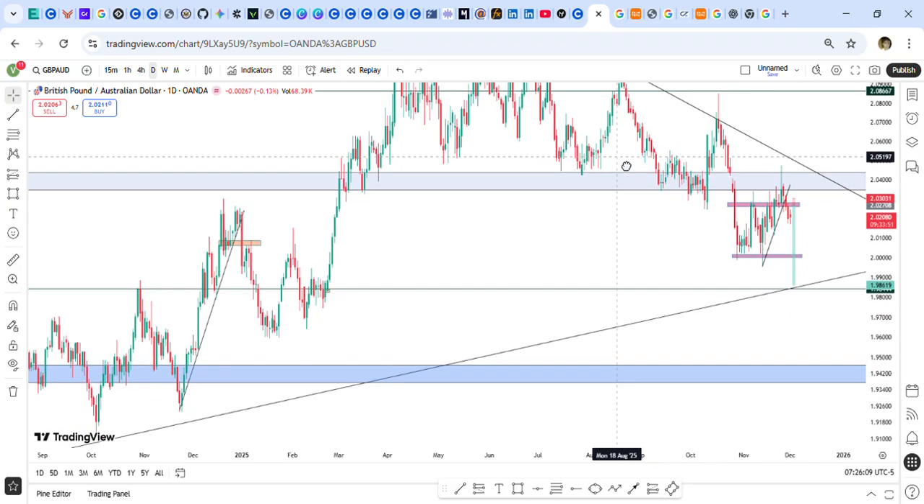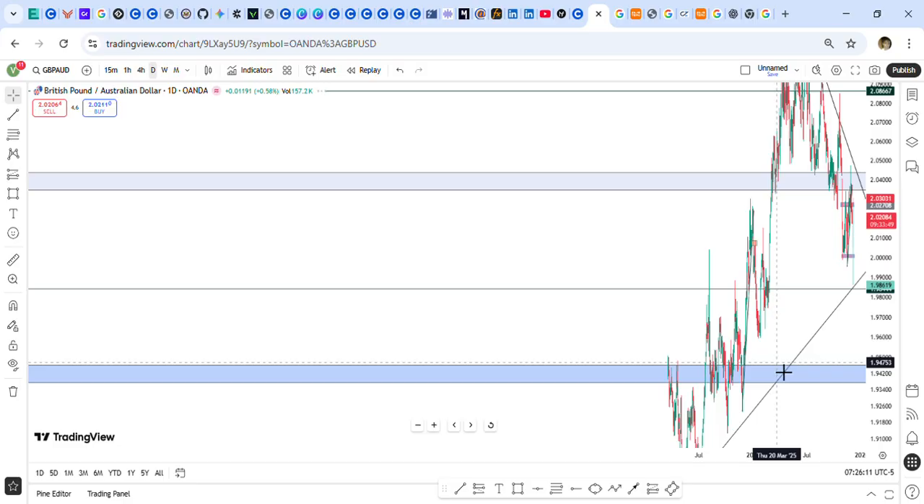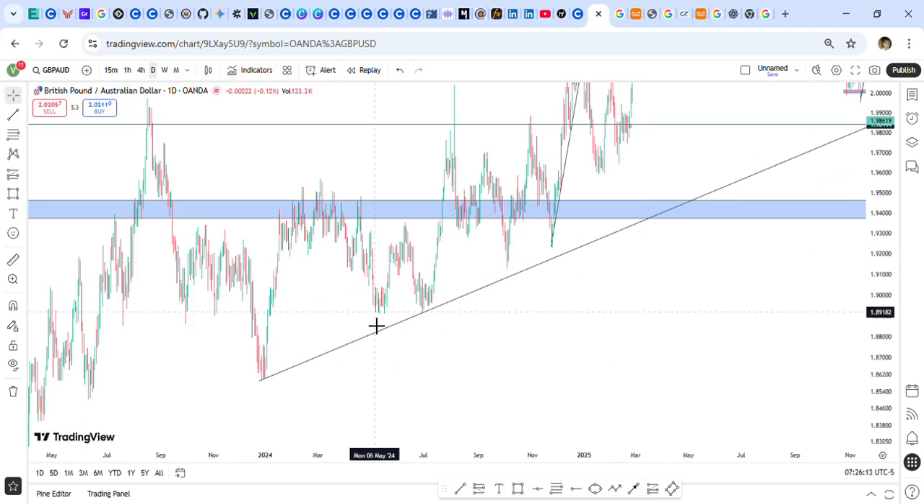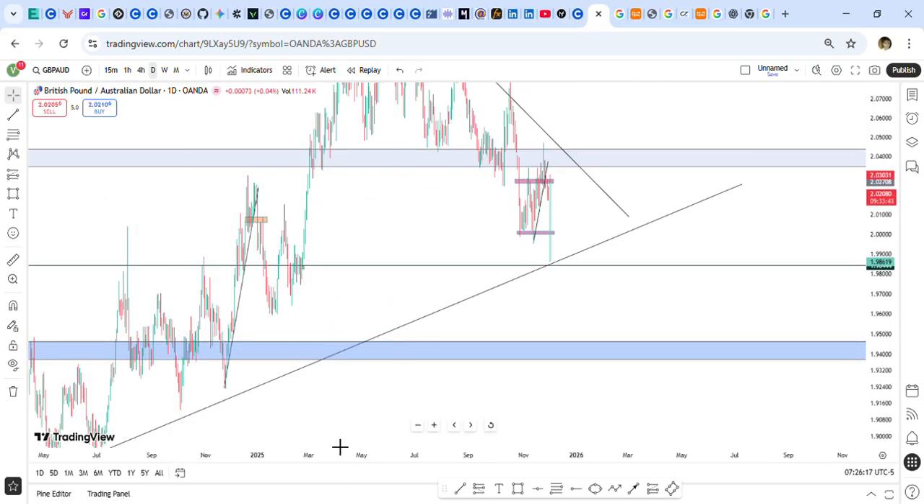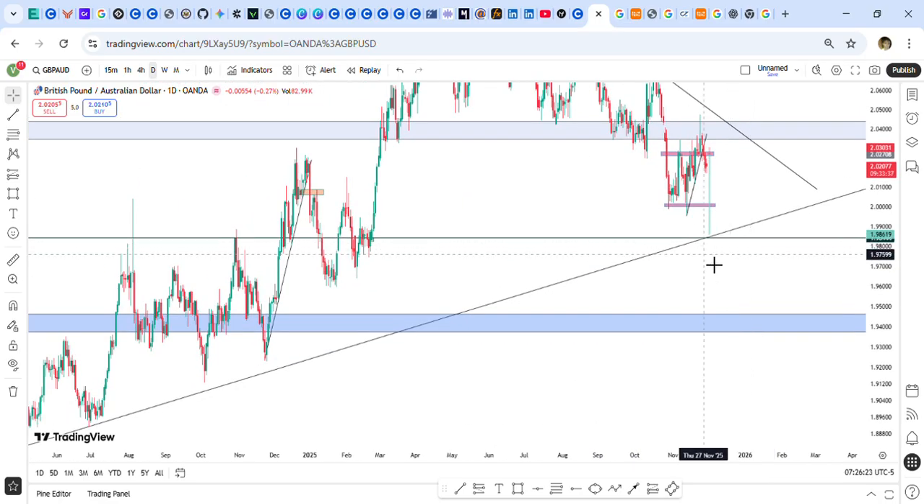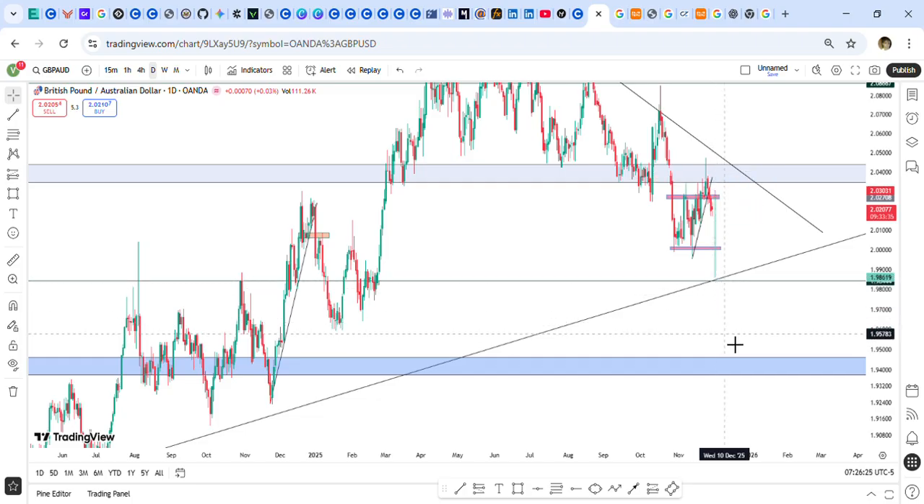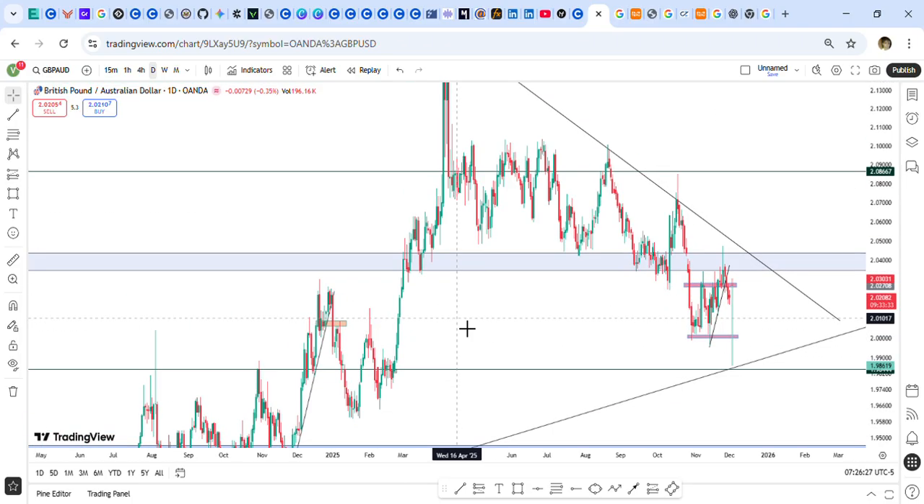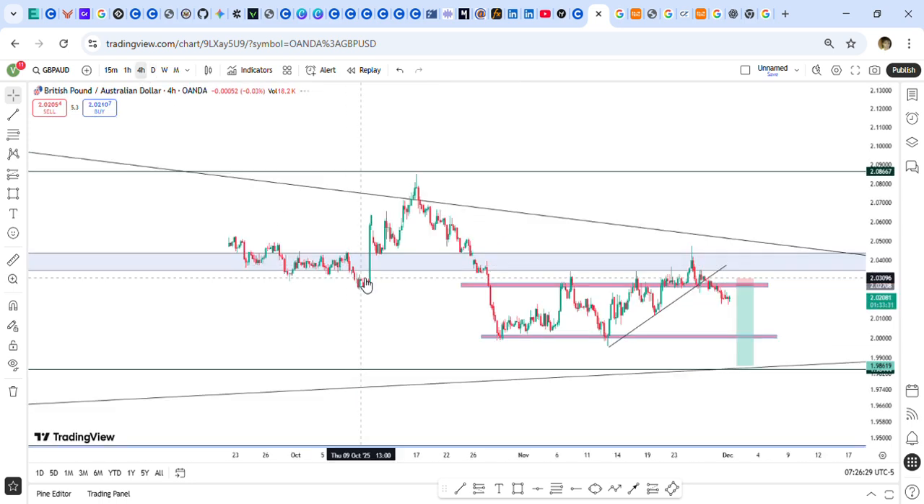Why did I say so? If you look at the trend line, it has a first touch, a second touch, and the market is stopping at this zone and the trend line. So the trend line and the zone will most likely prevent the market from moving further to the downside. And the market structure for the daily is weak, it is bearish.